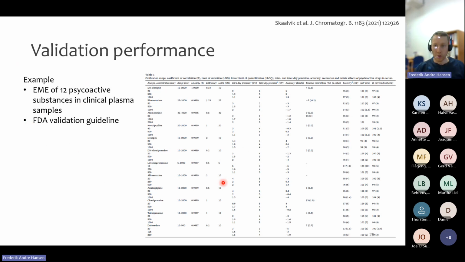I will not go through the entire table, but what you can just notice is that you get very nice linearity ranges, and the intraday and interday precisions are also very nice, mostly less than 5%, very low bias or good accuracy, and you also have very low or no matrix effects even without internal standard correction.